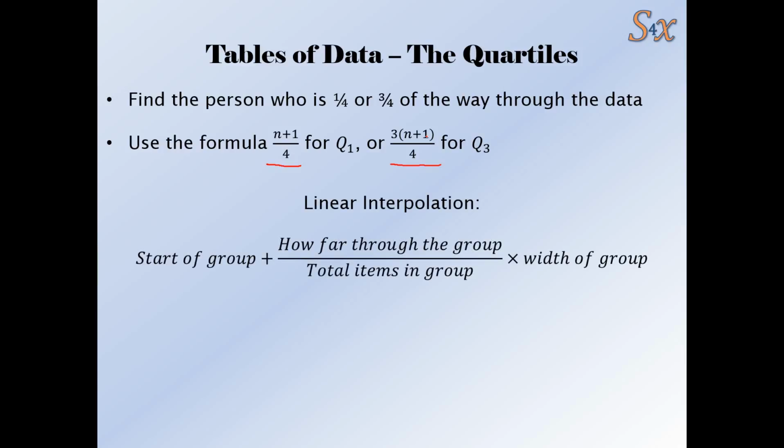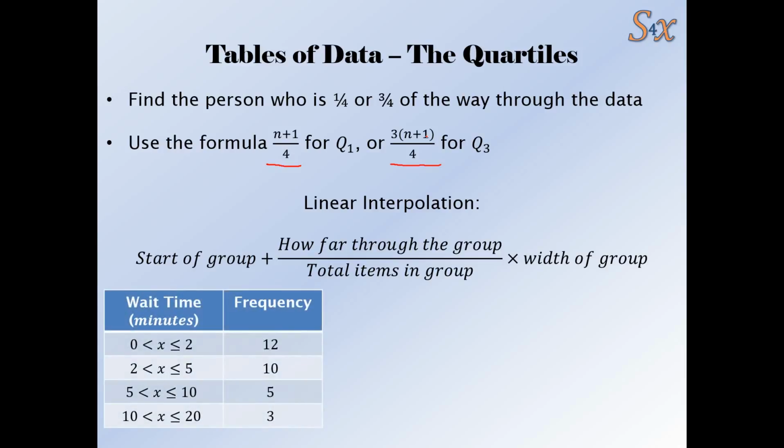Again, we're going to use our linear interpolation formula to find an estimate of where the person is in that group. That formula has not changed, it's exactly the same for the quartiles and for the median. So let's have a look at that wait time graph again, and this time we'll find the lower quartile and the upper quartile. Again, remember this is just an estimate, but we need to be able to do it for the exam.